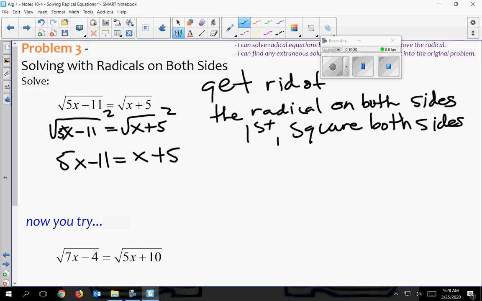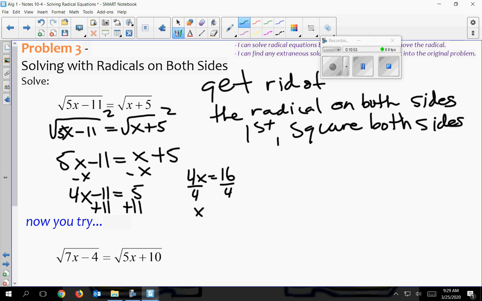Okay, and now I'm just solving this equation. This is back in August doing stuff like this. I'm going to get rid of the x from both sides. It's the smallest one. I get this. I'm going to go ahead and add 11 to both sides. And that's going to get me 4x equals 16, and divide by 4. And x equals 4.